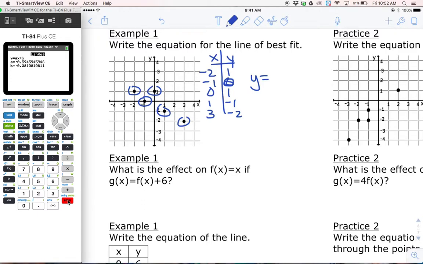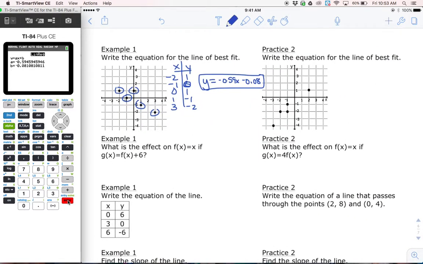Just give me a couple decimal places here. My slope, I'm going to say negative 0.59. And then, oh, don't forget x. I almost did. And then my y-intercept is going to be negative 0.08, minus 0.08. All right, your calculator does this one for you. All you got to do is make a table.